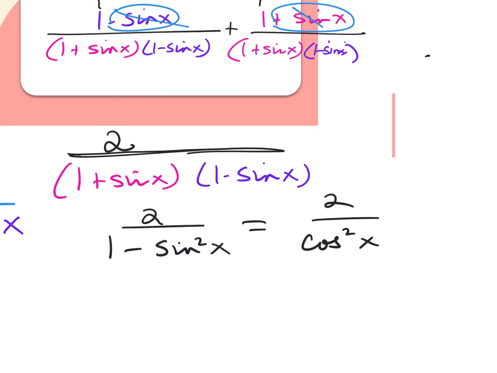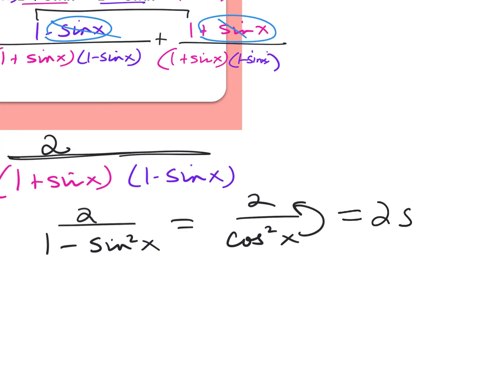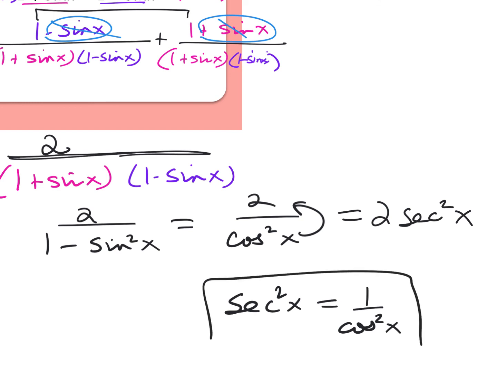And then now I can turn this into its reciprocal and flip it. So this becomes 2 secant squared x. Because remember, secant squared x is equal to 1 over cosine squared x. So I used a reciprocal identity here.